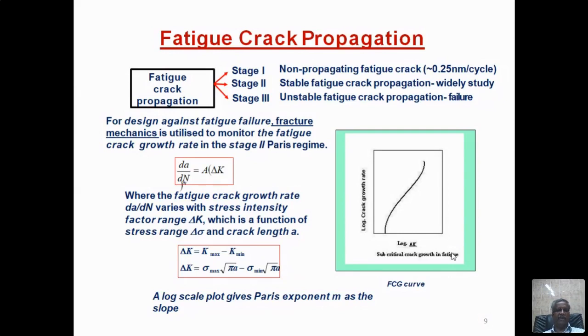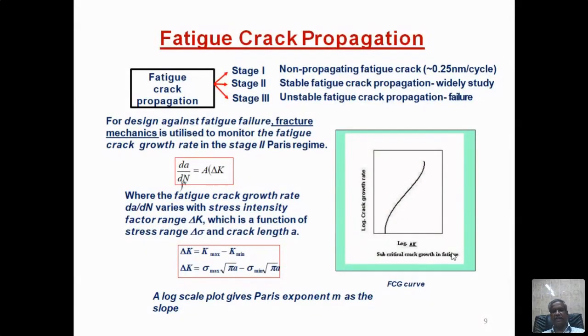Alpha is a geometry parameter, because people use different specimen configurations for testing fatigue cracks: CT specimen, SCNT specimen, CCT specimen. There are many specimens, and each specimen will have a different alpha level. Alpha is a geometric factor. Alpha into sigma into root pi a, where sigma is the applied stress and a is the crack length.